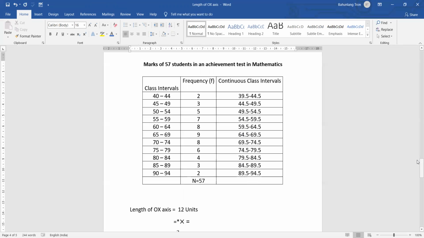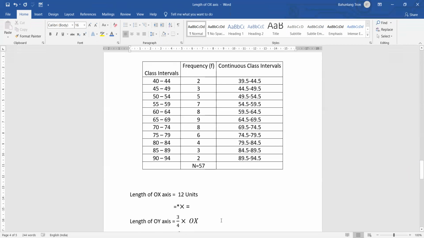If I want to write it in terms of small squares, it will be 10 small squares into 12 units, which will be equal to 120 small squares. So along OX, I will be having 120 small squares, or 12 units.